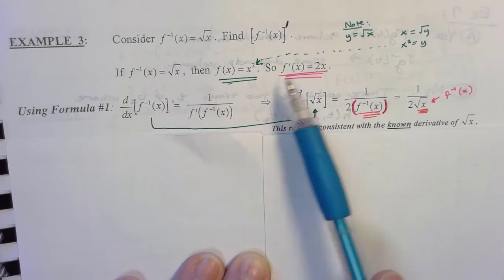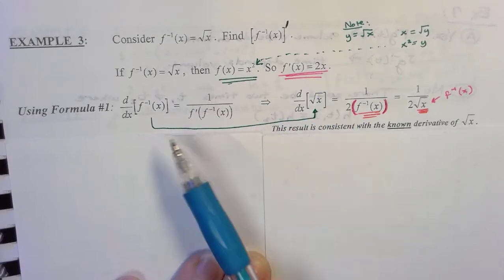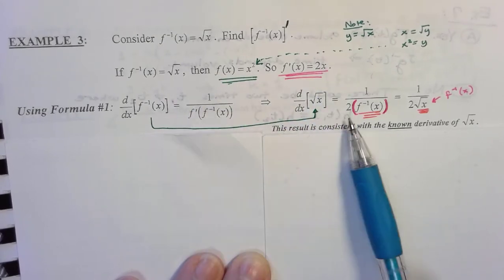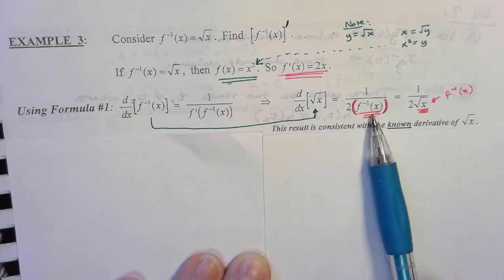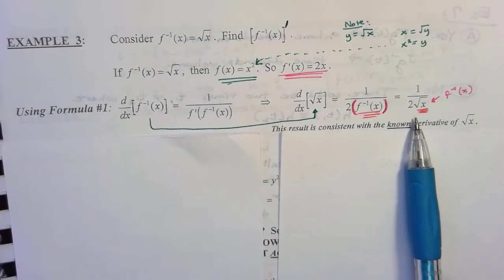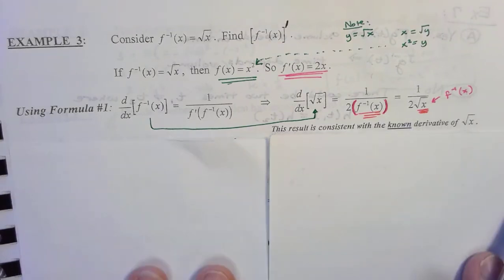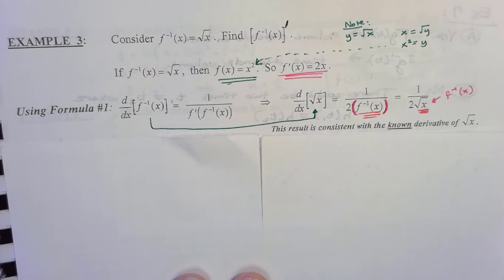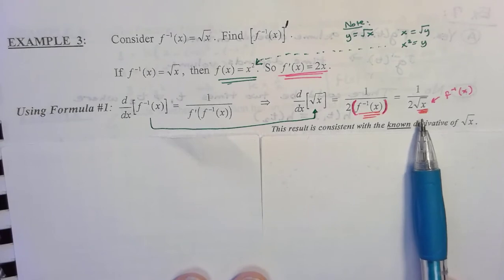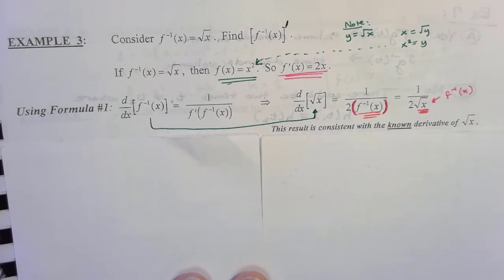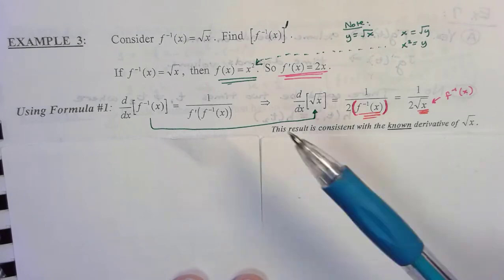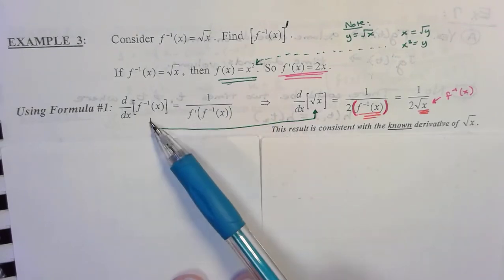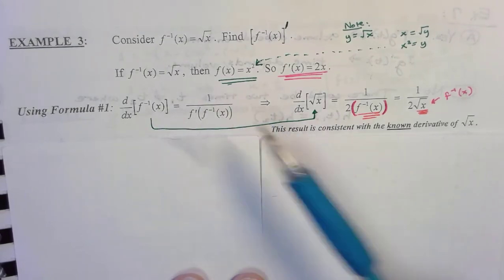Okay? F prime is 2 times something. So 1 over 2 times f inverse. What was f inverse? Square root of x. Now, if you took this and solved it, you can find that the derivative of square root of x is 1/2 x to the negative 1/2, which is 1 over 2 square root of x. But we need to know this formula. This is really important. The derivative of an inverse is 1 over f prime of that inverse.